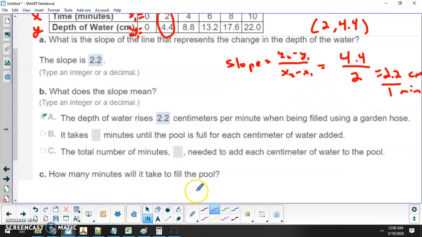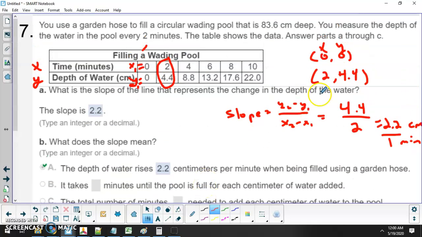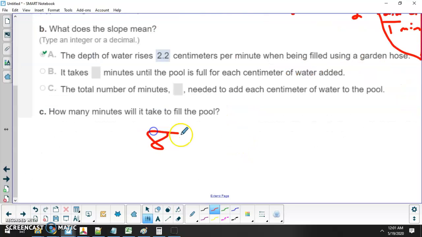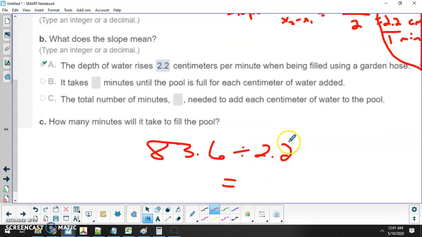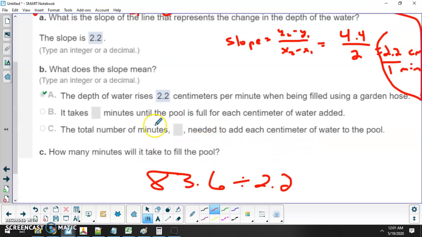And letter C, how many minutes will it take to fill the pool? Well, you need to know how big the pool is, how deep it is. It's 83.6 centimeters deep, and it's rising at a rate of 2.2 centimeters every minute. So you're seeing how many 2.2s go into 83.6. You got to cover this amount of distance, and you are doing it 2.2 over and over and over again every minute. So you divide that and you get your final answer, which I don't know what it is, but that's about it.